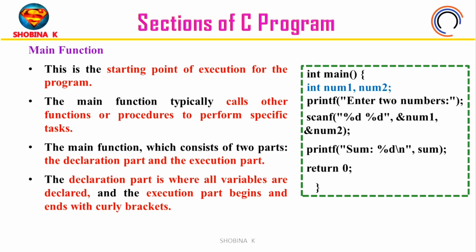Next up, main function. Here is where the program execution starts. The main function typically calls other functions or procedures to perform specific tasks. It consists of 2 parts, declaration part and execution part. The declaration part is where all variables are declared, whereas execution part begins and ends with curly brackets. It contains the code that will be executed first when the program runs.